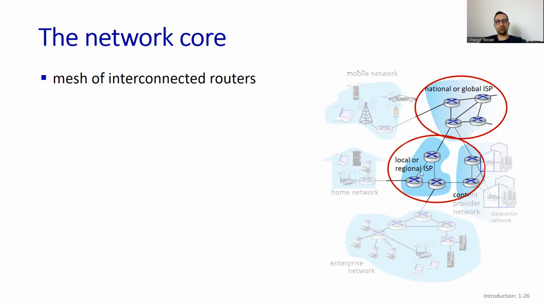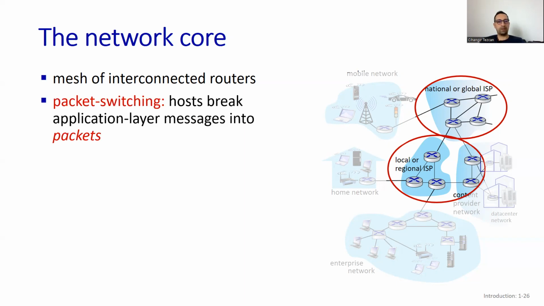So this is a mesh of interconnected routers, right? We talked about the endpoints. Now we are talking about the network core. There are a lot of routers, local or regional internet service providers, and they're connected to each other somehow so that we can connect the whole world. So let's talk about how this works, how the packets are actually transmitted through this system.